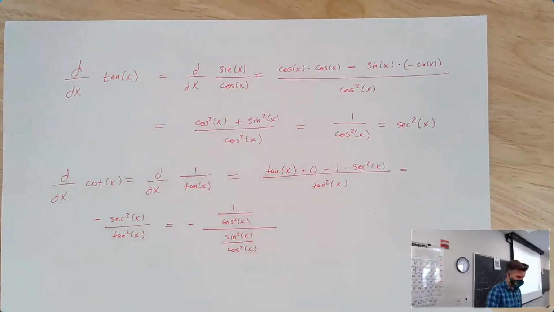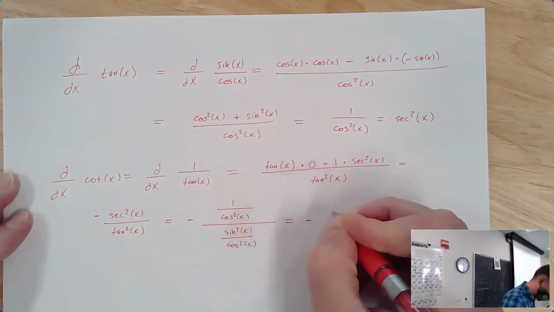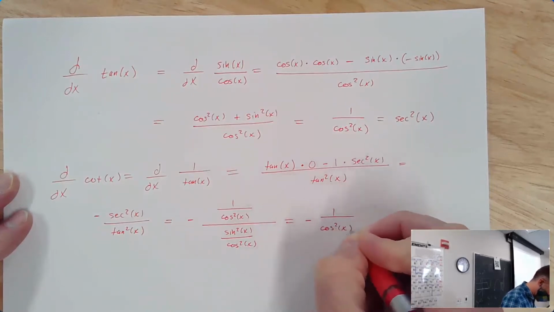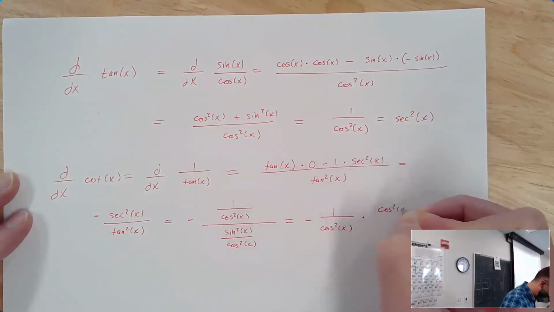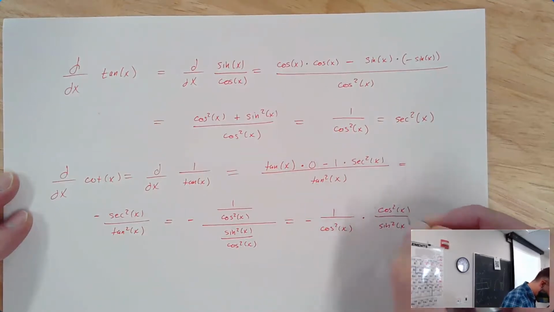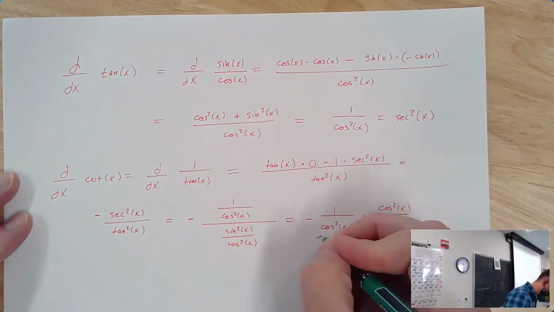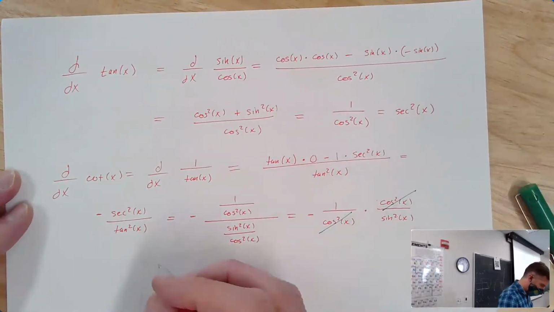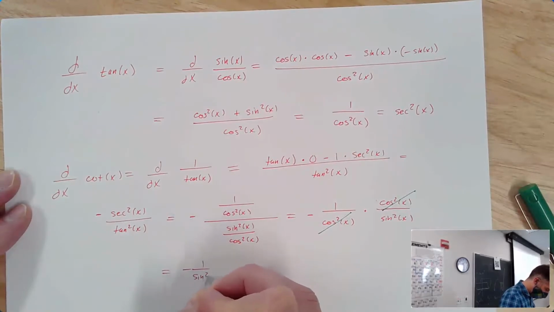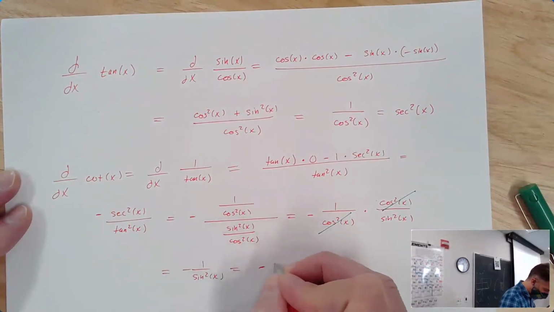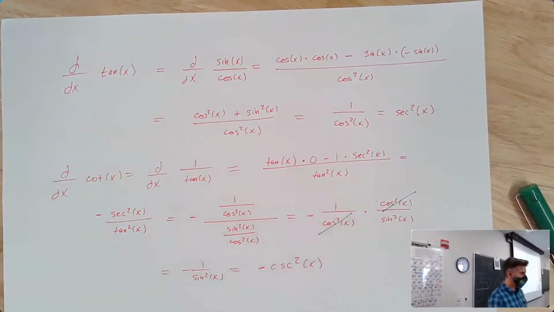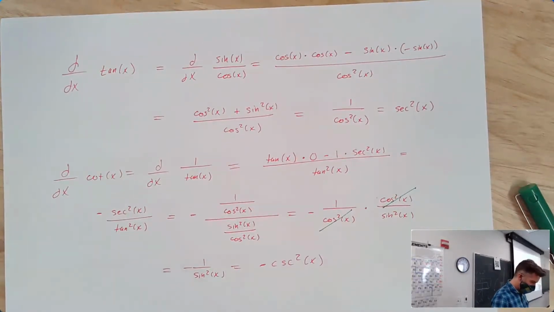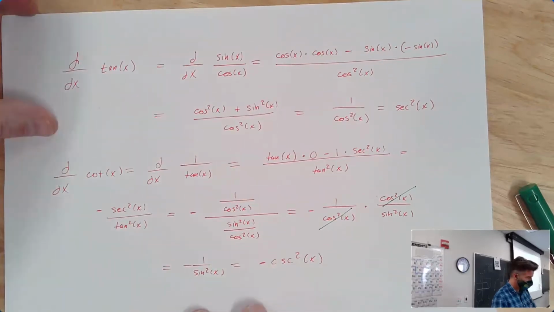And then you could either immediately cancel the cosines, or if that is not super clear, you could flip and multiply by the denominator. So it's negative 1 over cosine squared of x times cosine squared of x over sine squared of x. And then the cosine squareds get to cancel. And we're left with negative 1 over sine squared of x, which I would rather write as negative cosecant squared of x. So the derivative of tangent of x is secant squared of x, and the derivative of cotangent of x is negative cosecant squared of x. The last two are actually easier.